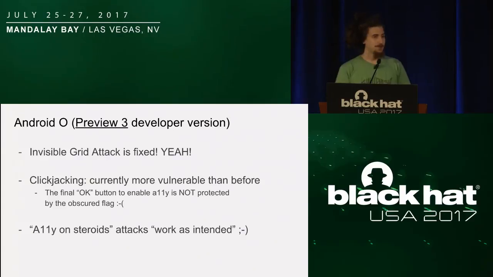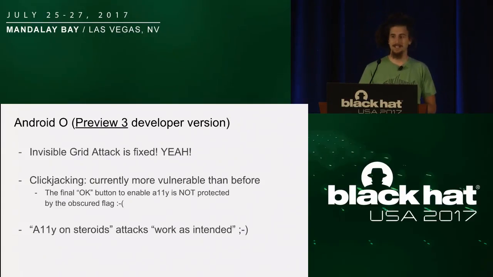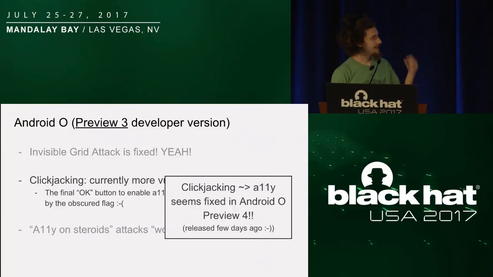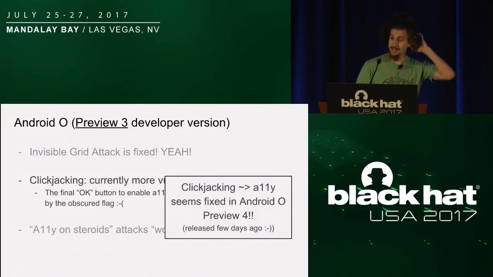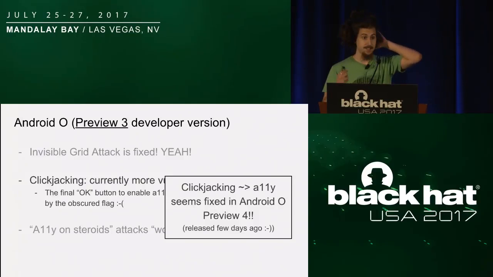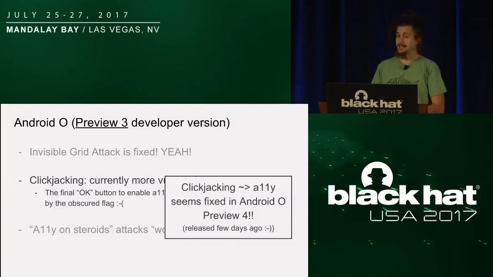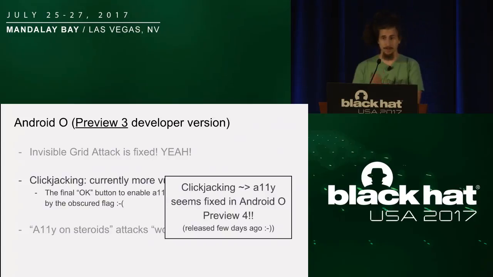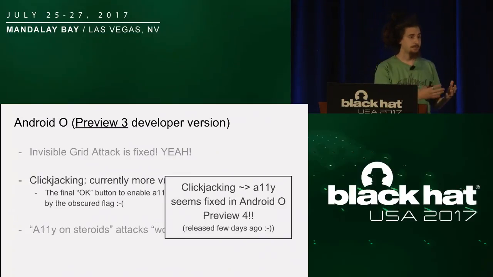But the very, very good news is that 3 days ago, Google released Preview 4 for Android O, and it turns out the clickjacking to enable an accessibility service is fixed. And again, we are super happy because it seems they use what we suggest in the paper, that is, at least for the settings app, which is super important, just don't draw overlays. And there are no backward compatibility issues. What you can do is make the application believe that the overlays are drawn, but you just don't draw them.